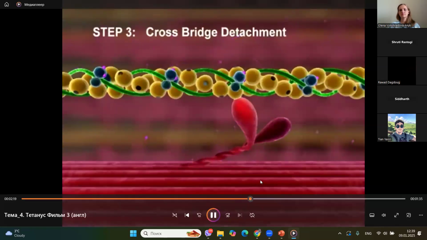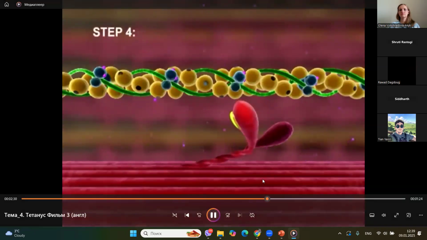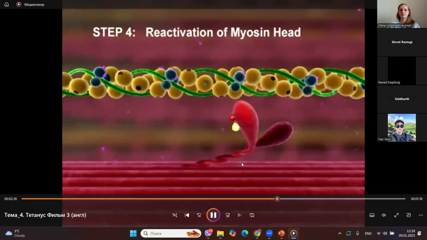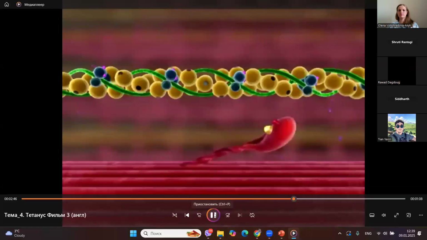When another ATP binds to the myosin head, the link between the myosin head and actin weakens, and the myosin head detaches. Step 4. Reactivation of the myosin head. ATP is hydrolyzed to ADP and inorganic phosphate. The energy released during hydrolysis reactivates the myosin head, returning it to the cocked position.